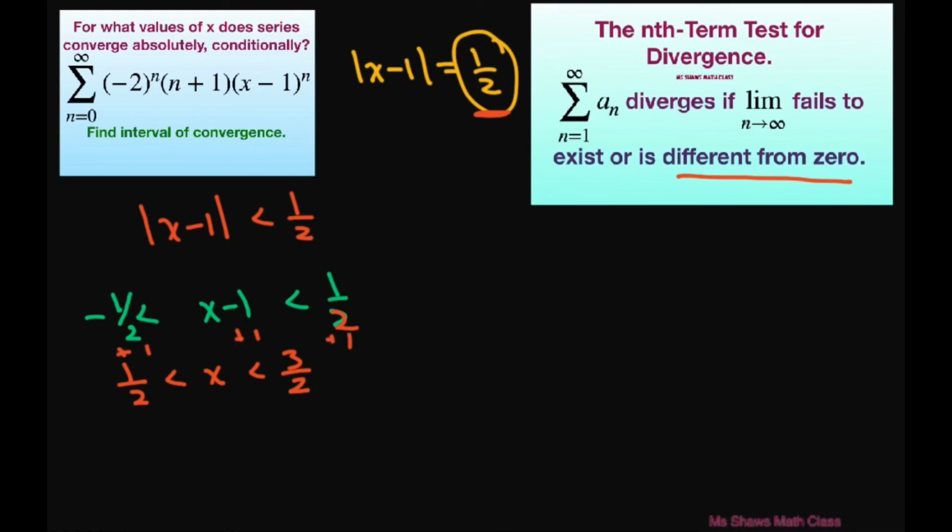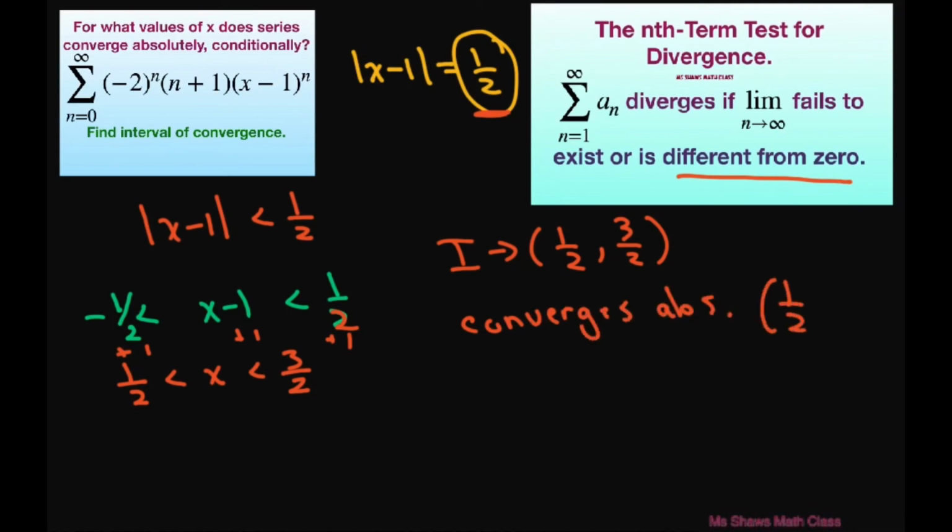So the interval of convergence is (1/2, 3/2). That's your interval of convergence. And your series converges absolutely on (1/2, 3/2). There is no conditional convergence.